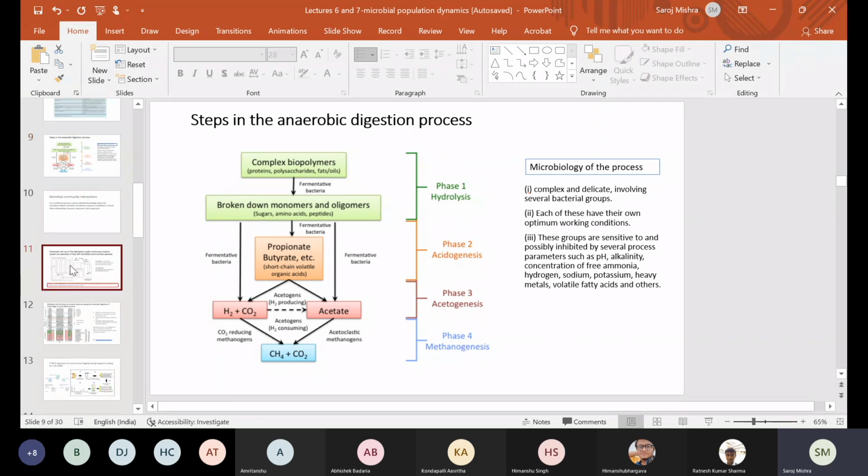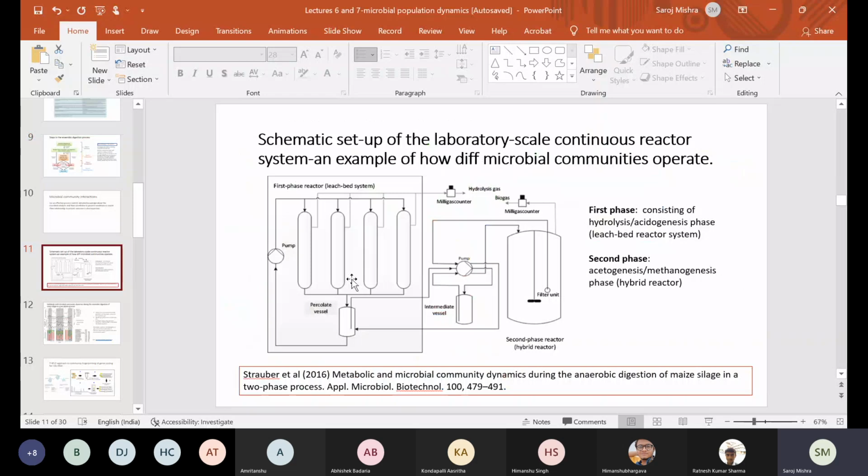So now in this reactor, the objective was that all these 4 phases are divided into 2 phases. The first phase, which is shown here, is the reactor vessel in which both hydrolysis as well as acidogenesis is performed. For the reasons cited in the paper, the objective was to be able to separate the different phases. So the first phase of hydrolysis and acidogenesis is performed in this vessel, whereas in the second phase reactor, acetogenesis as well as methane formation was carried out.